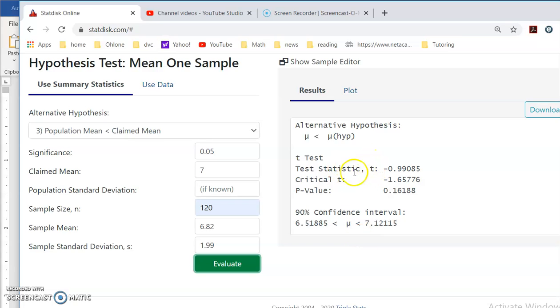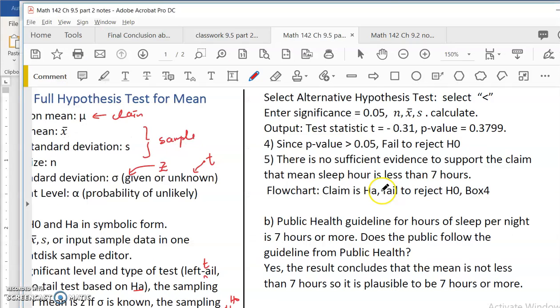And then we have a t. So see how clever it is. It knows that if you don't have sigma, it's going to use t to do it. So t is negative 0.99. P-value is 0.1819.